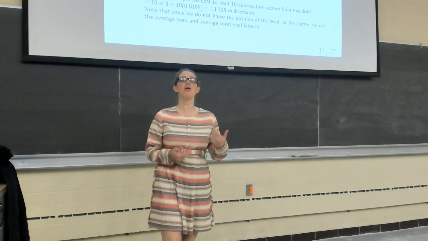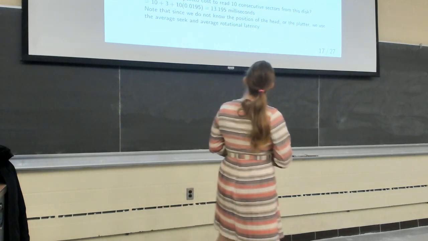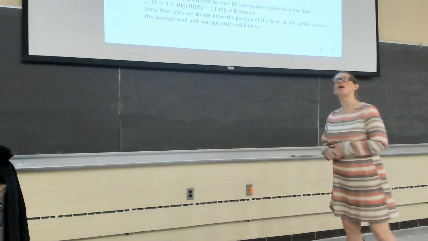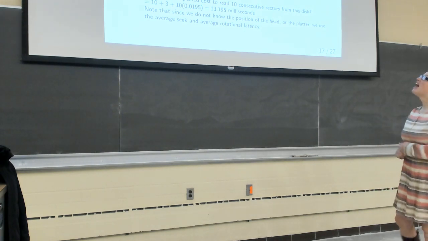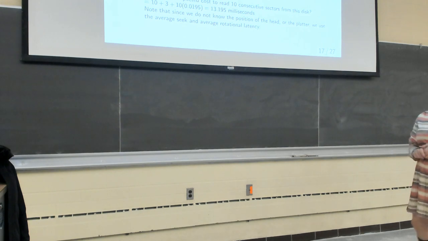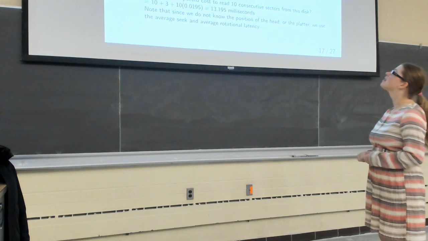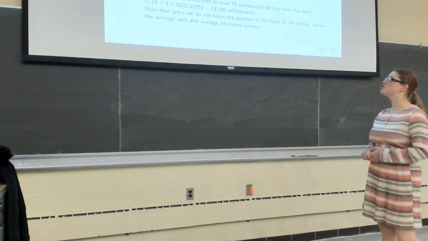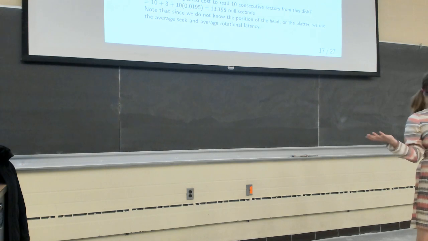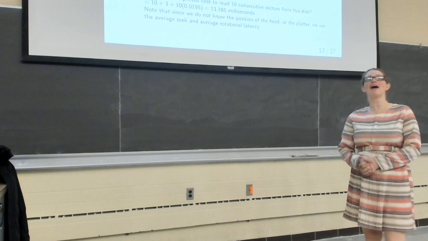I'll make sure that gets posted to Piazza so that you've got some more practice with this. But we take the capacity of the disk, we divide it by the number of tracks, and that gives us the capacity of a track, which is 2 to the 12. And then we take the capacity of the track and divide it by the number of sectors to get the capacity of the sector. And then we find the maximum rotational latency is 6 milliseconds. And from there, we get the average rotational latency as 3 milliseconds. Our seek time, on the other hand, because it's 20 milliseconds, our average is 10.